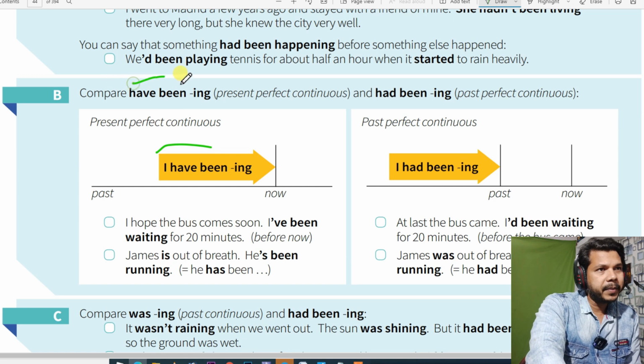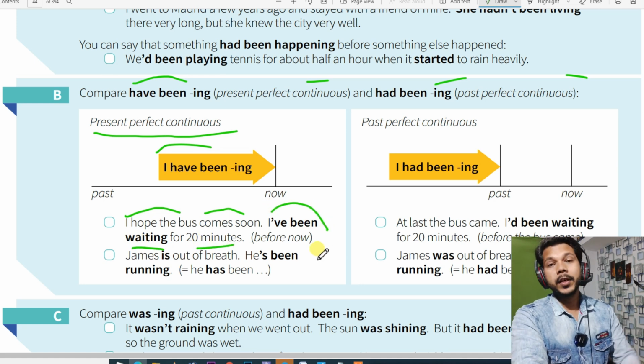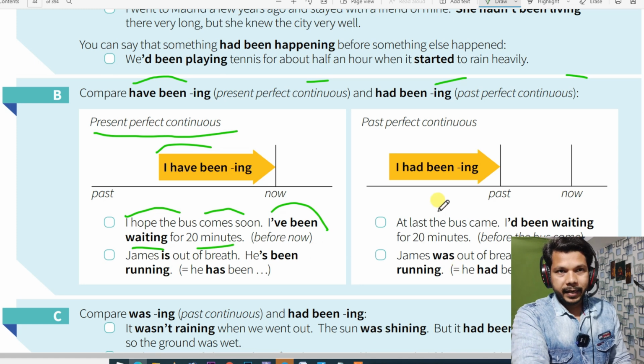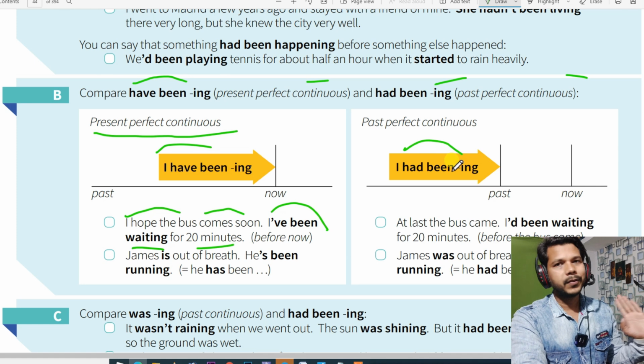It is saying, compare have been -ing, present perfect continuous, and had been -ing, past perfect continuous. Present perfect continuous means, I hope the bus comes soon. I have been waiting for 20 minutes. So if you say have been waiting, it means you are still waiting. And here if you say had been waiting, it means you were waiting but now you are not waiting.